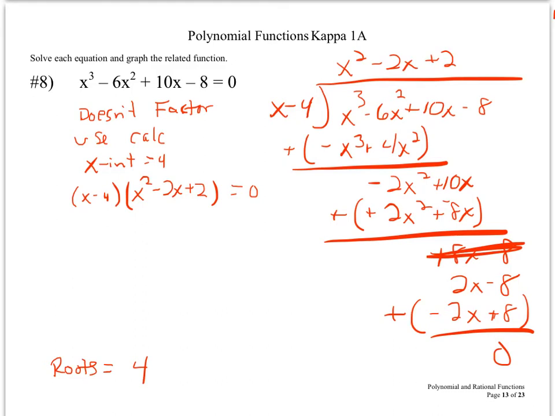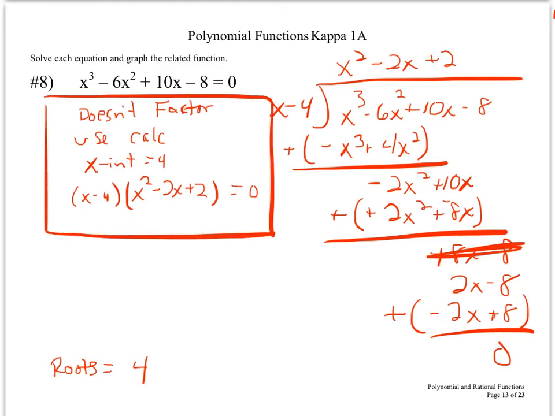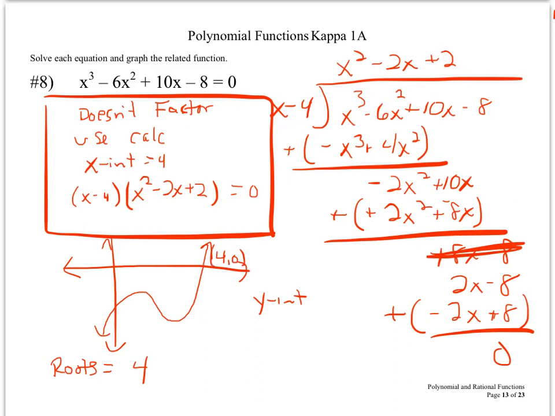Graphing the related function, throw this bad boy in your calculator. We could graph this without a calculator, but once again, the focus of this first section is to find roots. And specifically to show you that you can't find all the roots with your current skill set. The x-intercept for this, we know is 4. The y-intercept, put 0 in for all your x's into the related function.